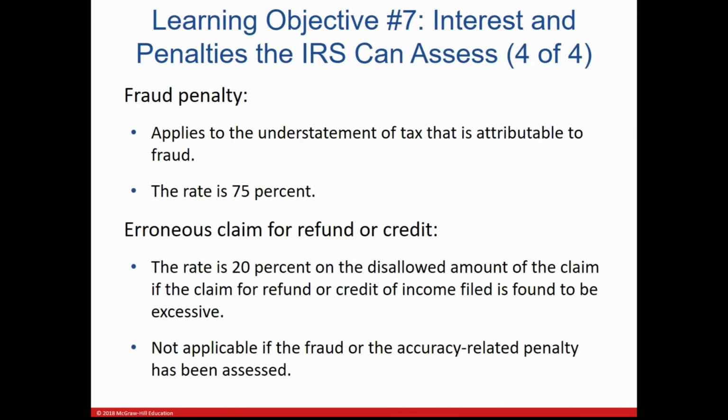In the event of fraud, which is typically understating one's tax obligation intentionally, the rate is bumped all the way up to 75%. And then there are errors. An erroneous claim for a refund or credit is a 20% penalty on the disallowed amount of the claim if the claim for refund or credit of income filed is found to be excessive. And we'll talk in a minute about a little bit more about fraud and accuracy-related penalties.